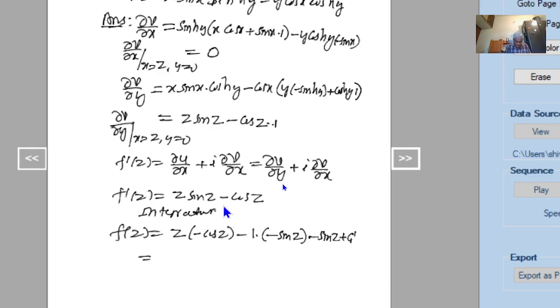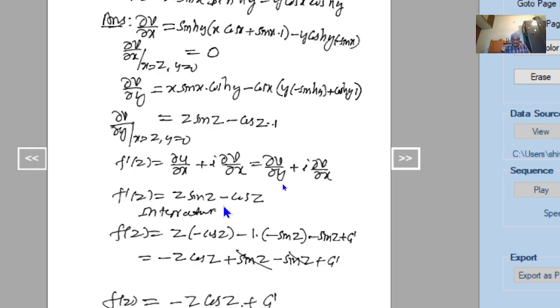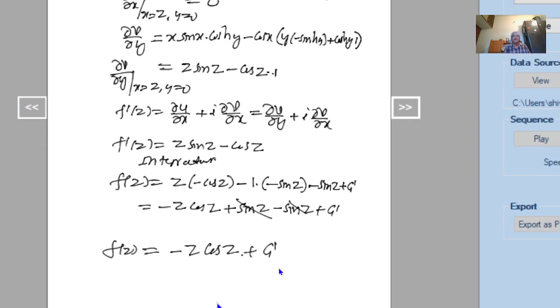So this is equal to minus z into cos z plus sin z minus sin z plus c. Plus sin z minus sin z gets cancelled. Then f of z is equal to minus z into cos z plus c. This is the required analytic function.